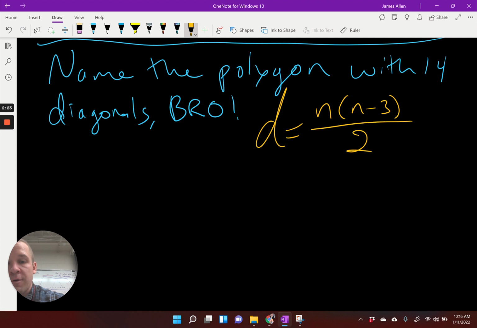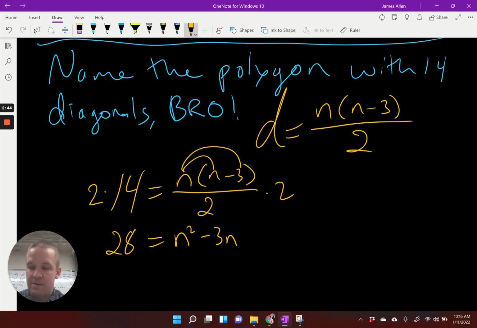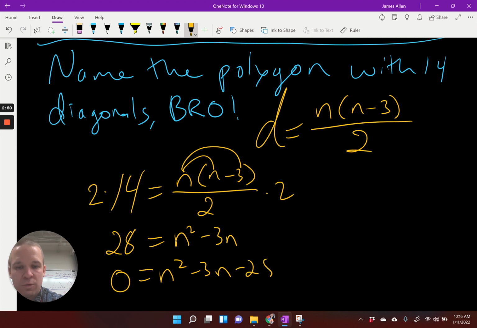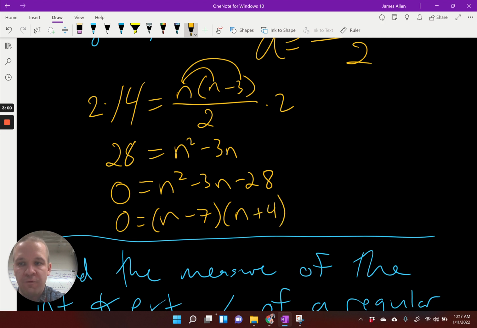Okay, so I have 14 diagonals. That would be D. I don't know my number of sides. It says name the polygon. So if I find my number of sides, then I can get the name of the polygon. I'm going to multiply by 2 first to get 28 equals n squared minus 3n. So I multiplied by 2, and I distributed that n, right? So we're going to set this equal to 0, and I'm going to have n squared minus 3n minus 28. What multiplies to negative 28 and adds to negative 3? Well, that would be negative 7 and positive 4.